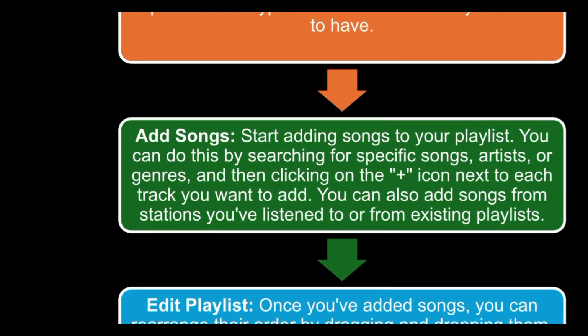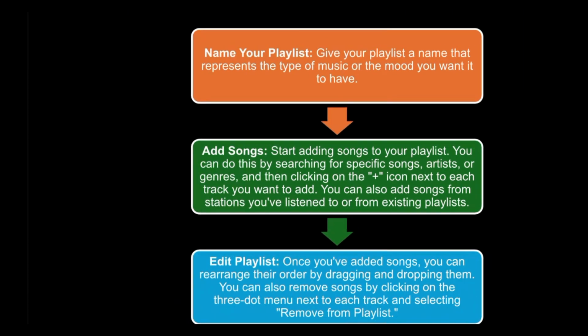Then add songs. Start adding songs to your playlist. You can do this by searching for specific songs, artists or genres and then clicking on the plus icon next to each track you want to add. You can also add songs from stations you have listened to or from an existing playlist.